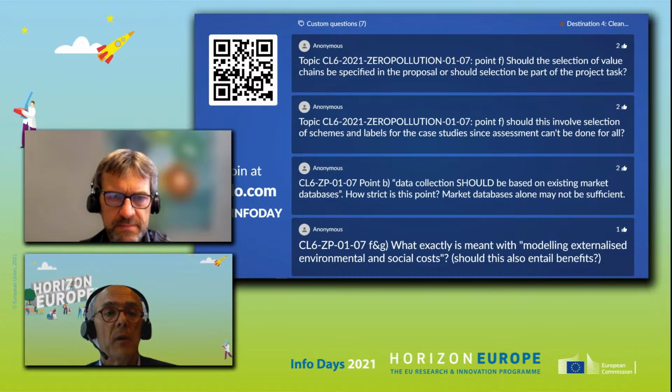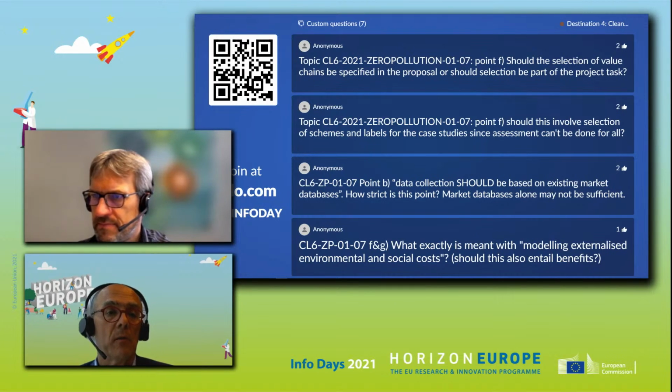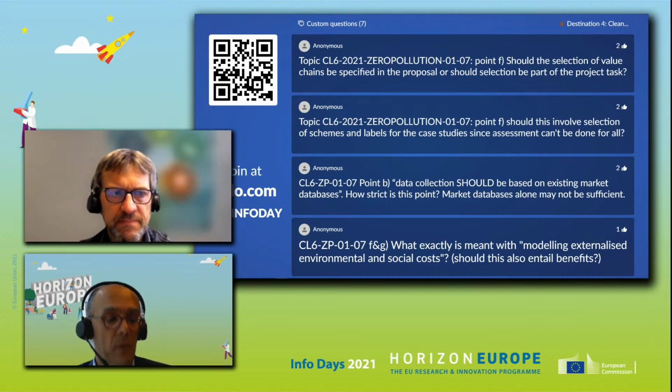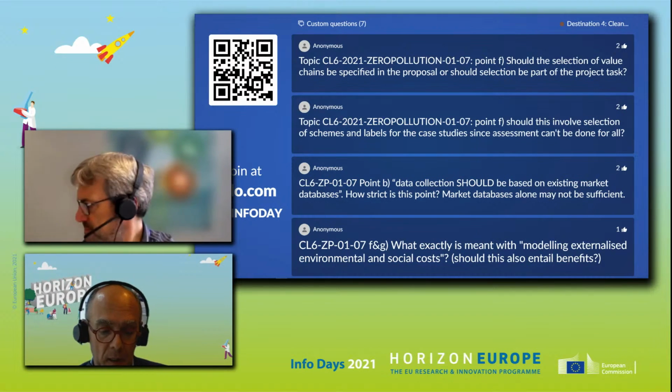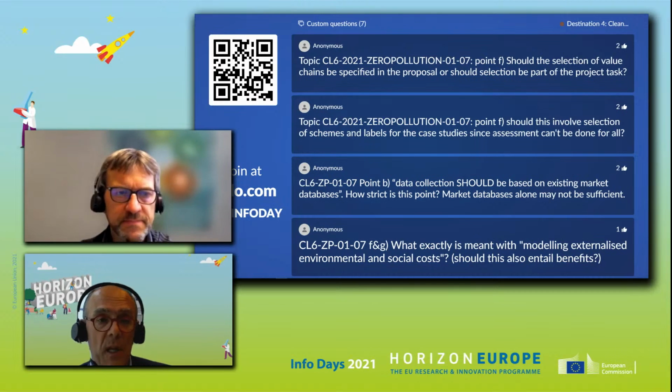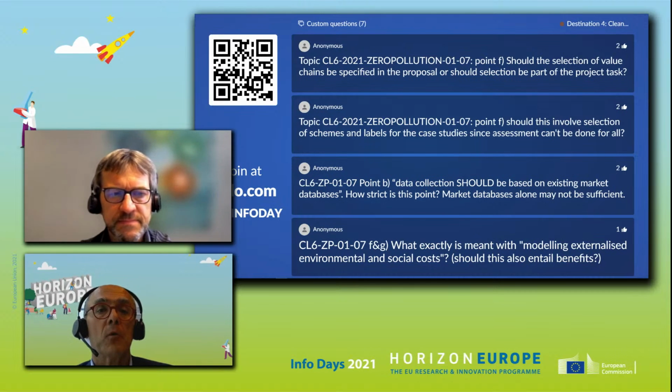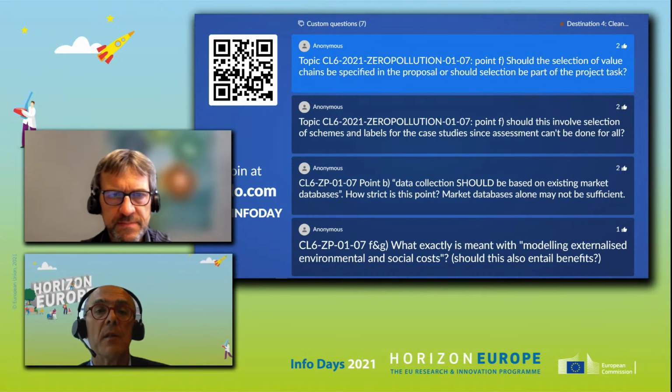So here we have, I understand, the majority of these questions. These are mainly for the topic 07, which is about the certification schemes. So the first question is about the point F, which I understand is in the scope. Should the selection of value chains be specified in the proposal, or should selection be part of the project task?